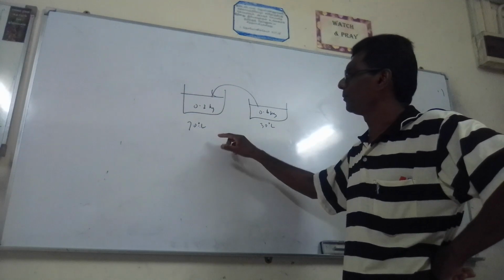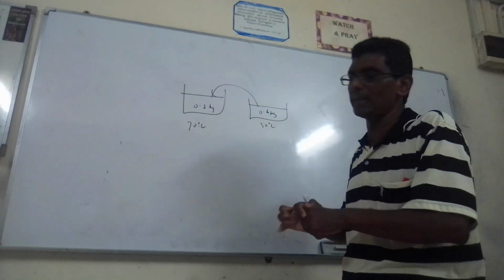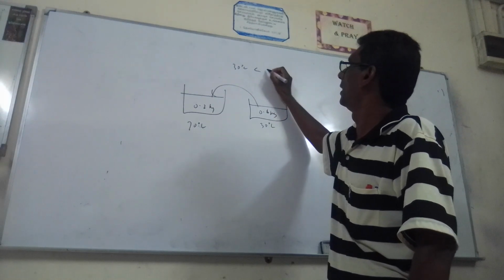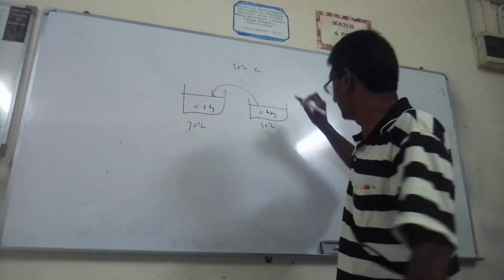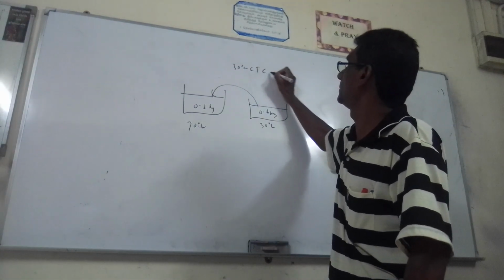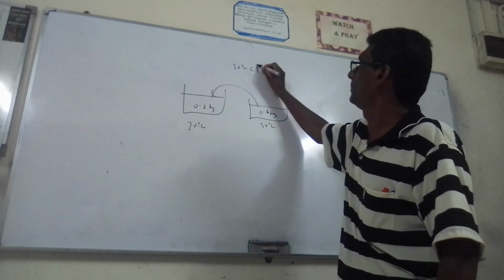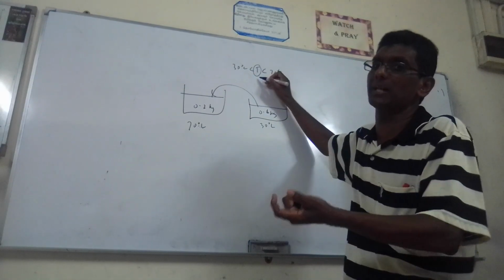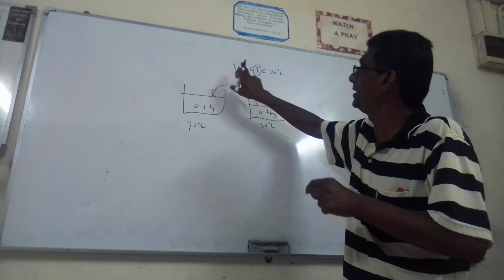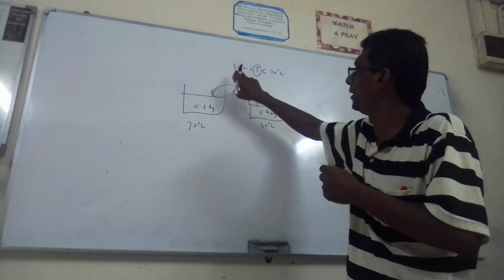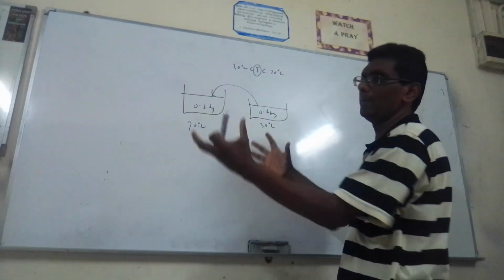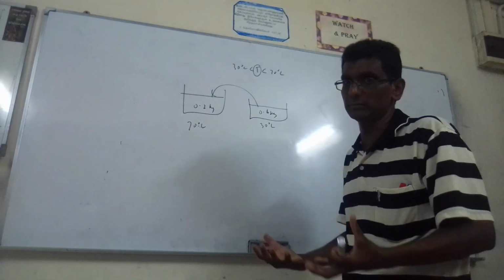Okay. Now the temperature of the mixture must be between 30 and 70 degrees Celsius. Let's say the mixture temperature is T. The temperature T must be between 30 and 70, above 30 and below 70. They mix together, both also water.